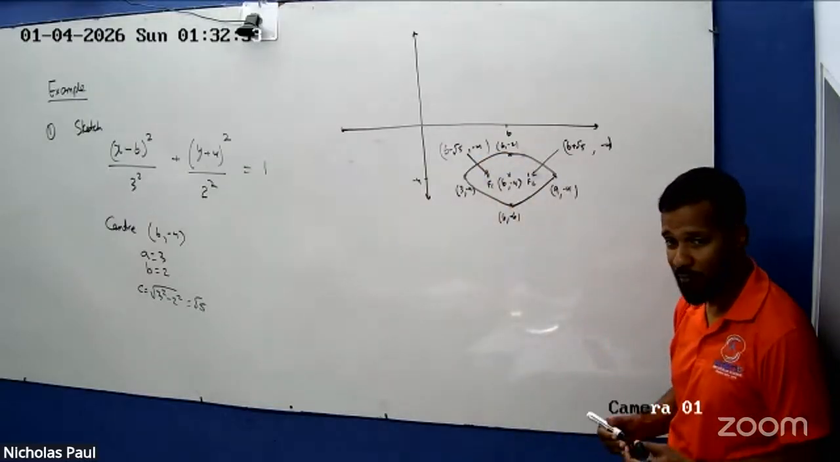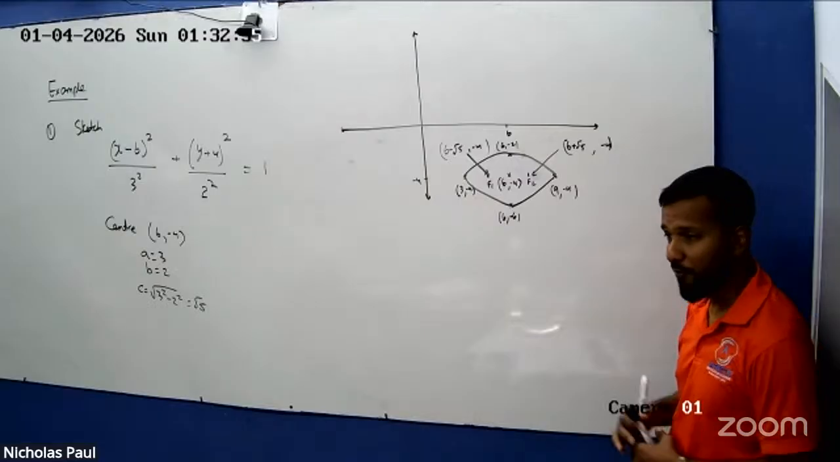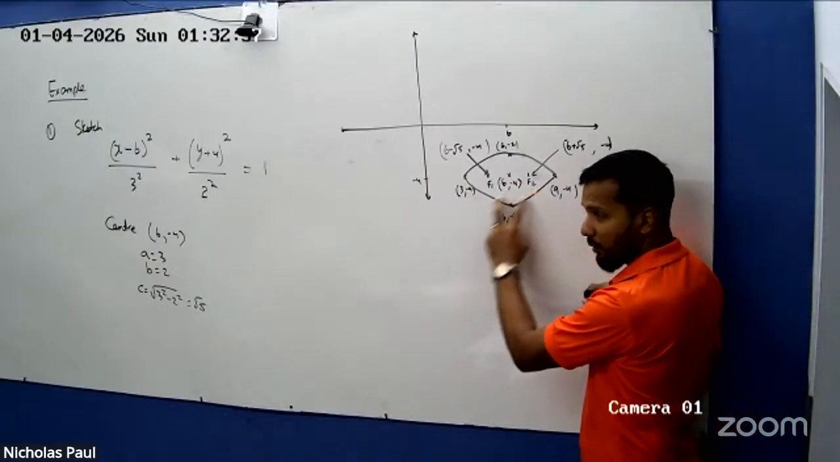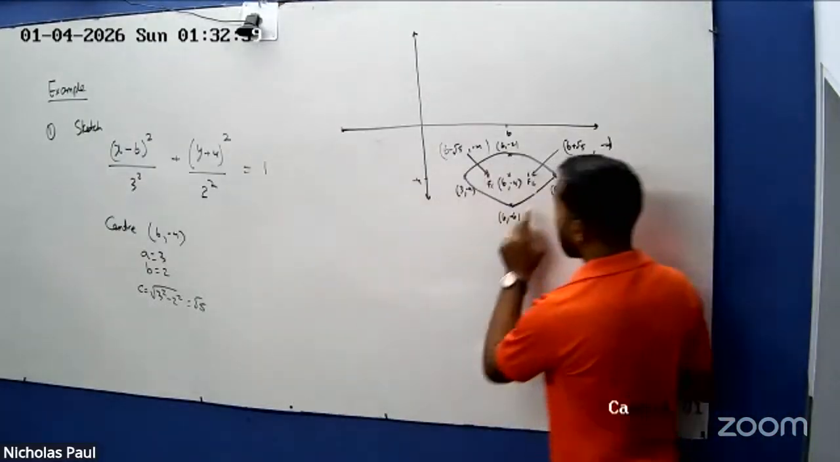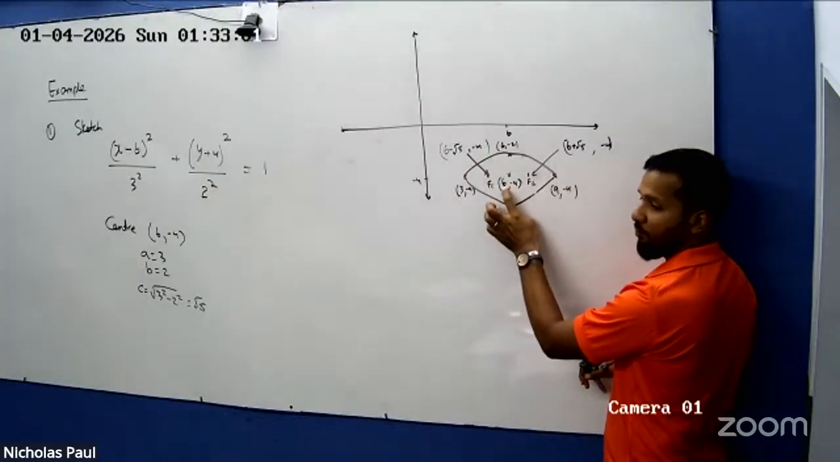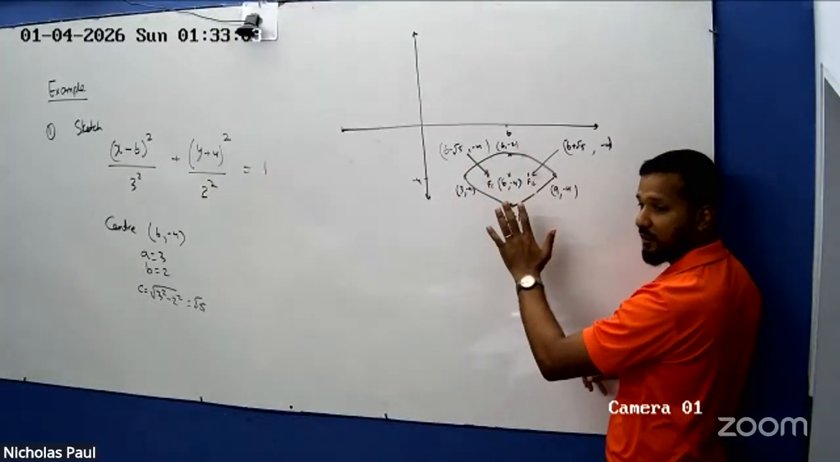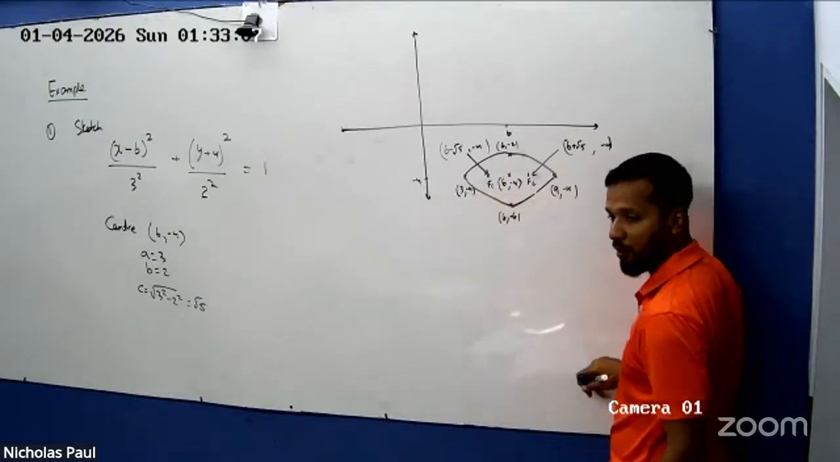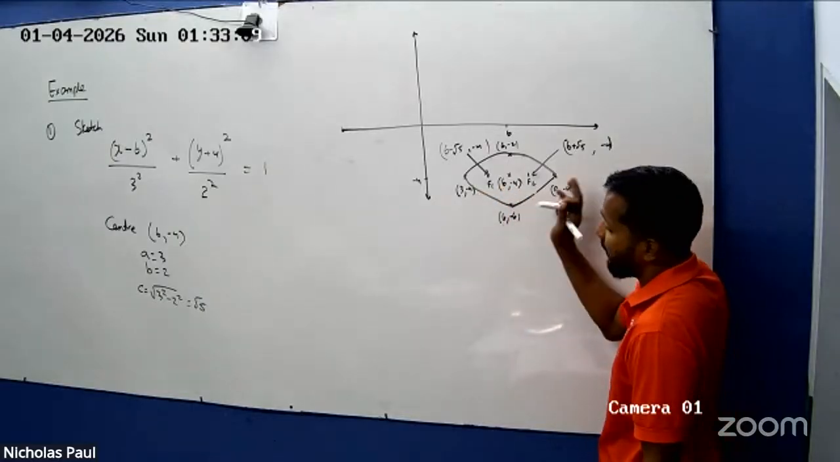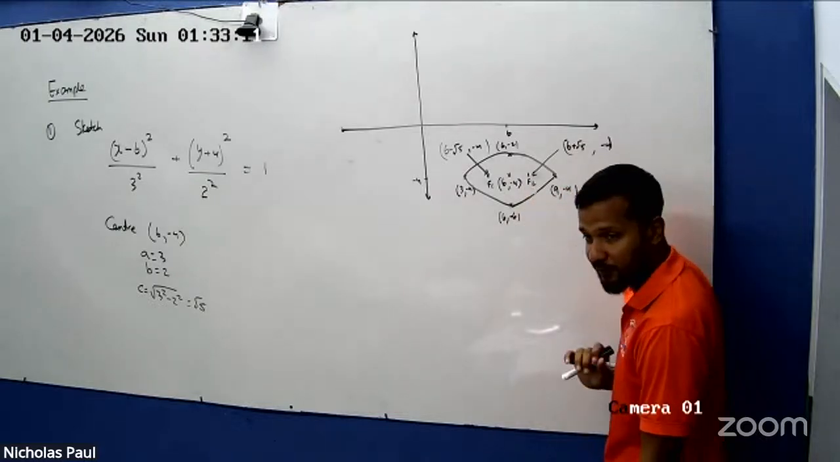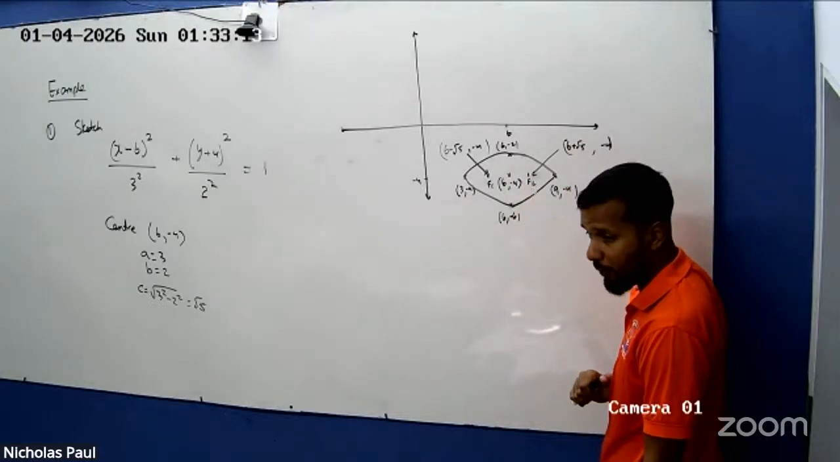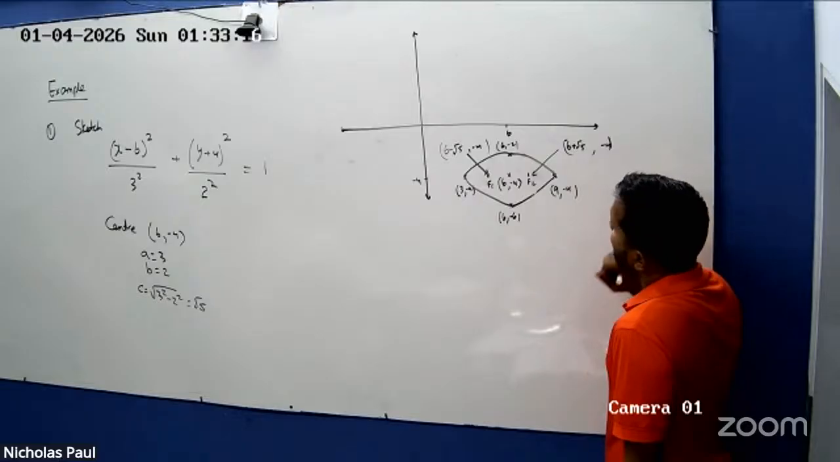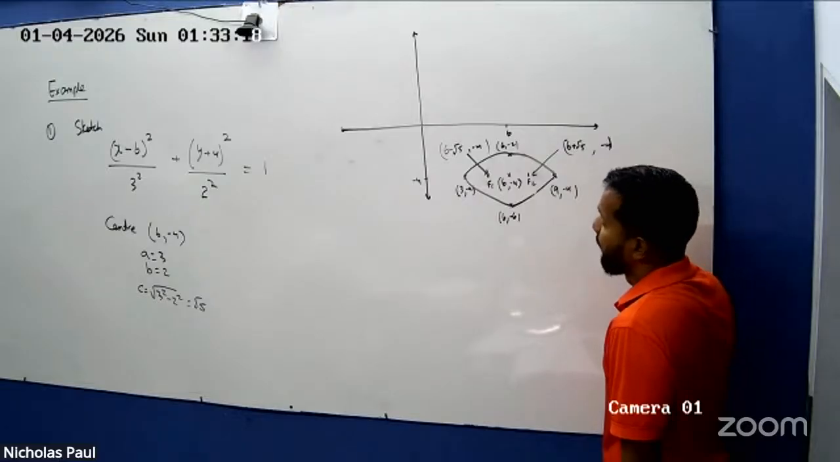Everybody clear? Everybody okay on how to get the foci? After you find C, you add and subtract C from whichever is the major axis. In this case, X is the major, so you add and subtract root 5 from 6. Got it? So that is your ellipse.